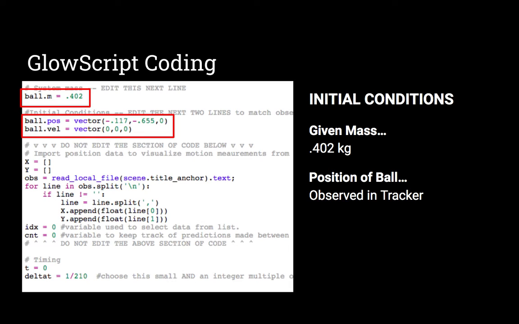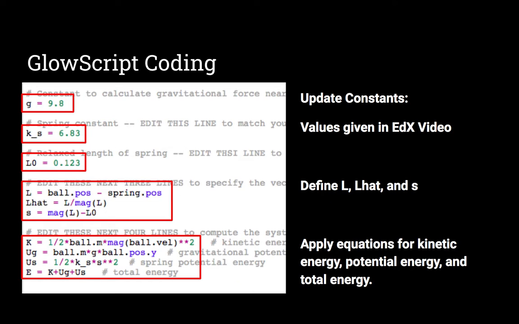Next, I used what I found in Tracker and I put it into GlowScript to create a computational model. We can see that I've inputted the given mass, which is 0.402 kilograms, and I've put in the position of the ball, which I got out of my Tracker values. Next, just putting in some of the other constants: gravity, spring constant, L sub O, and then defining L, L hat, and S. And then finally below that, we're applying the equations for kinetic energy, potential energy, and total energy.